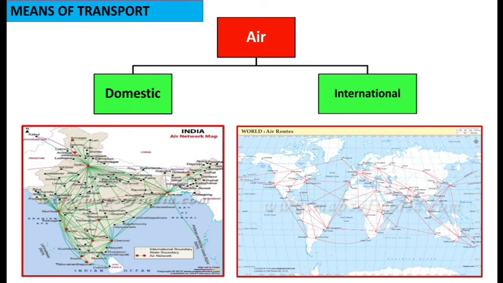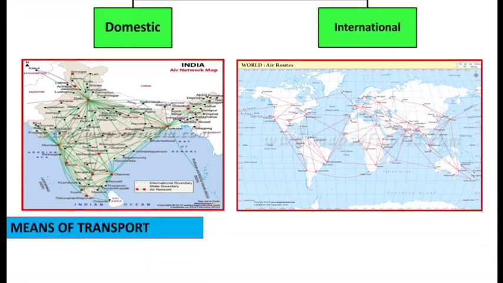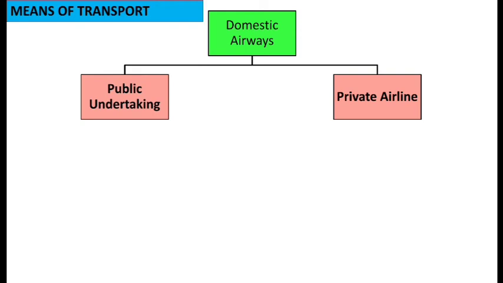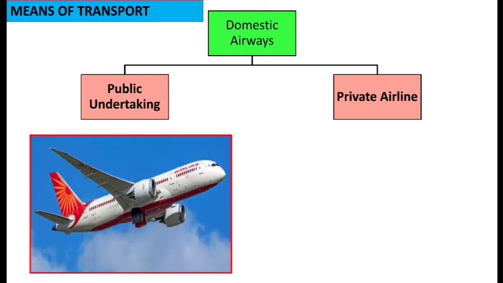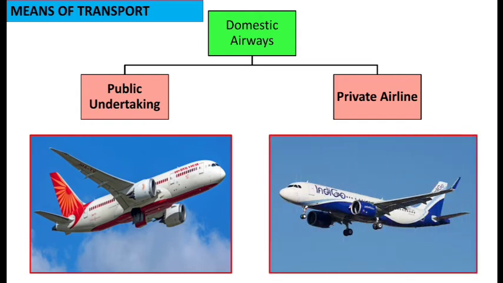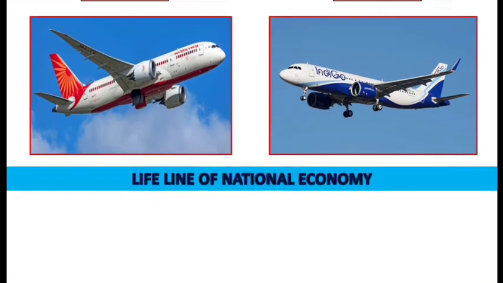This is the map of a world air route. International airways means movement by air from one country to another. Domestic airways are further divided into two types: public undertaking and private airline. Public undertaking means owned by the government, for example, Air India. Private airline means owned by an individual or a private company, for example, Indigo, Go Air.